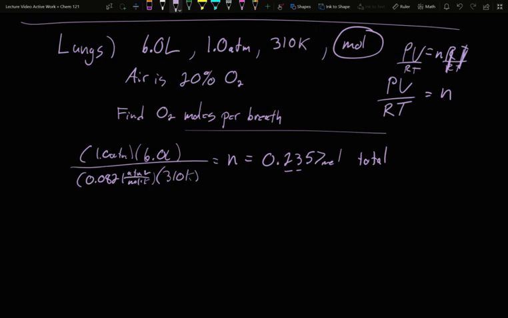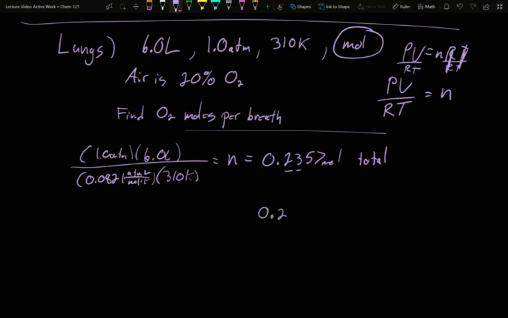The fact that I have a mix of gas doesn't change anything. Ideal gas law just cares about the moles. The different species are irrelevant. And so a mixture of dinitrogen and dioxygen behaves the same as a bunch of pure dinitrogen or a bunch of pure dioxygen. There should be this many moles of gas, regardless of what that gas is. And so I want 20% of that.